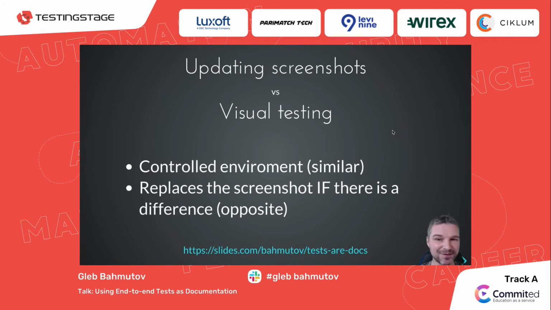It's kind of the opposite of visual testing. Visual testing only passes the test if the image looks exactly the same. In our case, updating screenshot only passes and does its action if the screenshot is different. We can take different parameters for comparing the screenshots. We can look at byte sizes, we can look at pixel by pixel differences. It's a little bit less strict than visual testing.